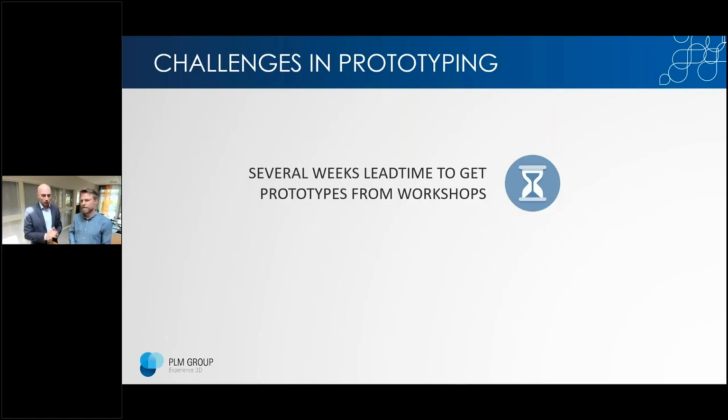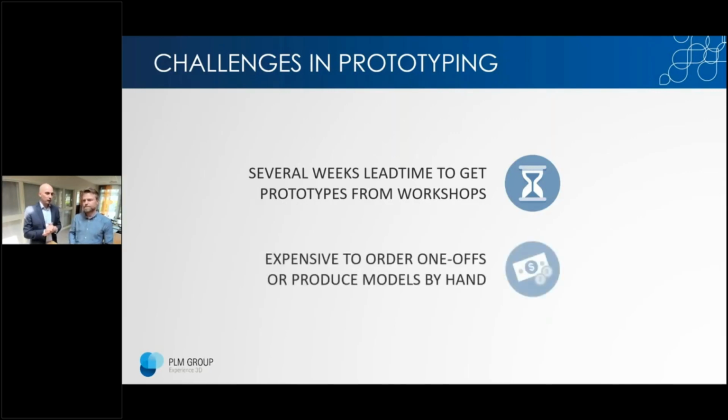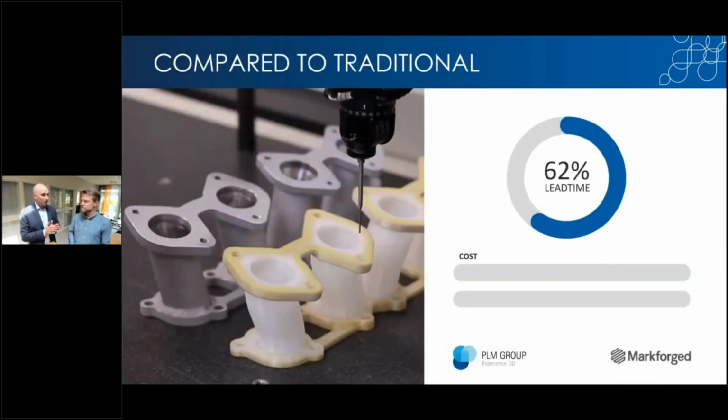And if you can do that print within, let's say, a day, that really helps in bringing the product to market faster. The second issue we see, or challenge in the prototyping phase, is that it's quite expensive to order one-offs. It takes machine time. And doing it by hand is even more expensive. So, digging deeper into some examples that we have.